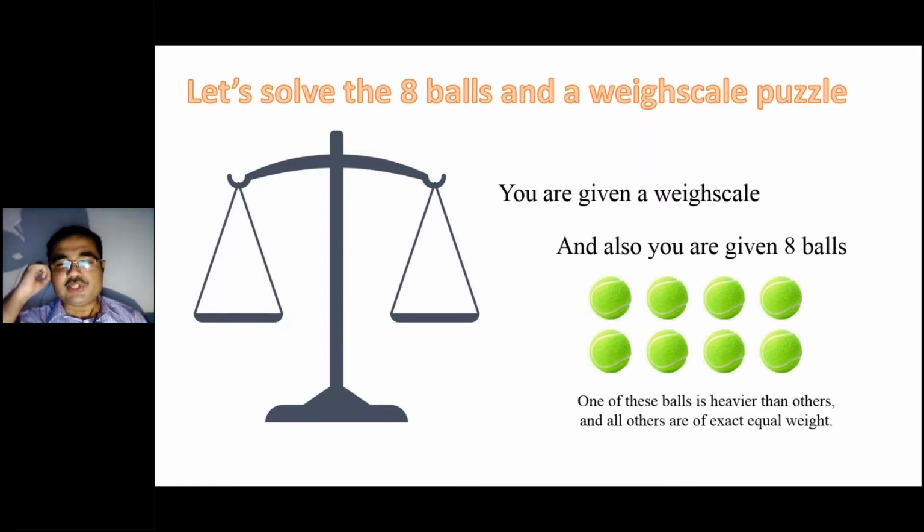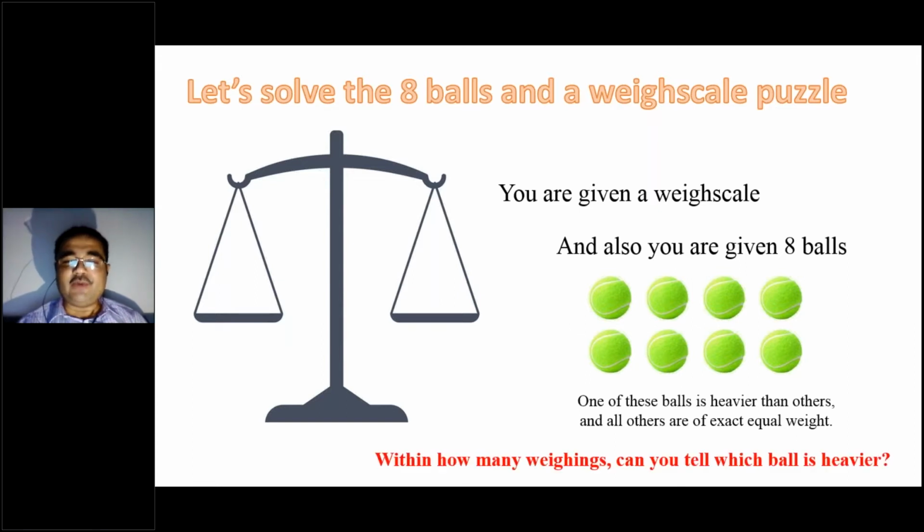One of these balls is heavier than the others. That is, out of these 8 balls, all are equal weights, but one ball is heavier than the others. The problem is you have to detect which ball is heavier, but within how many weighings? Will you need 4 weighings? Will you need 5? Can you do it in 3? Can you do it in even fewer? Within how many weighings can you tell me which of these balls is heavier? So that is what we are going to solve today.